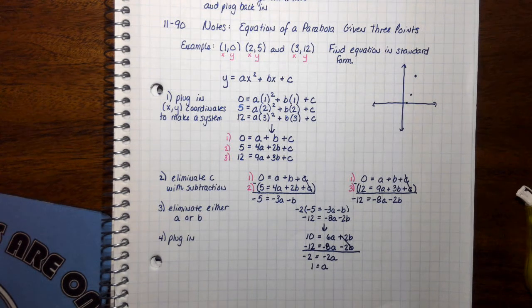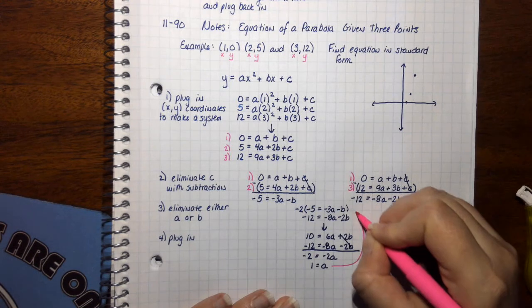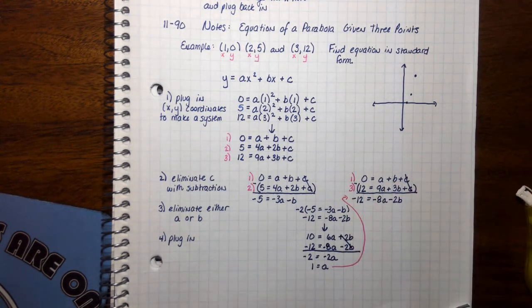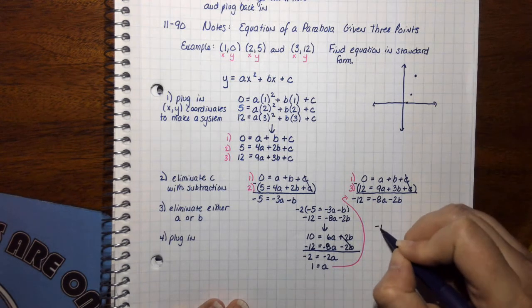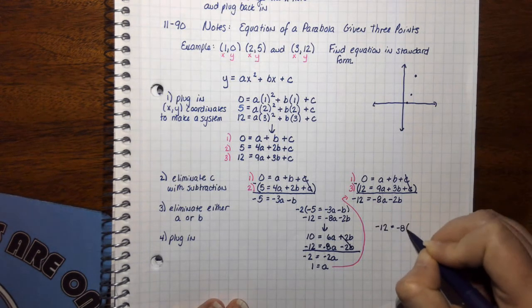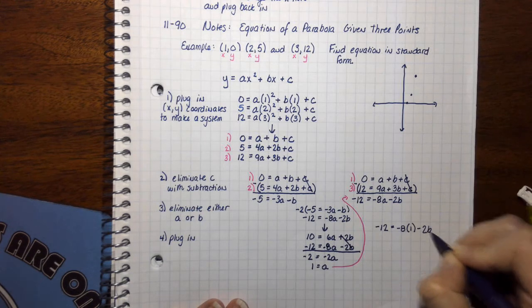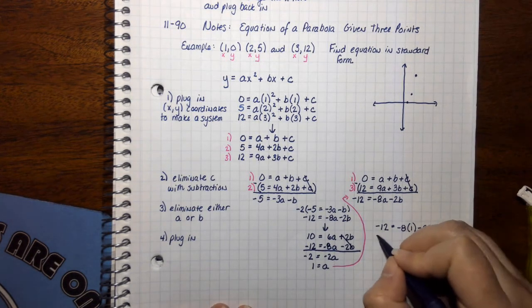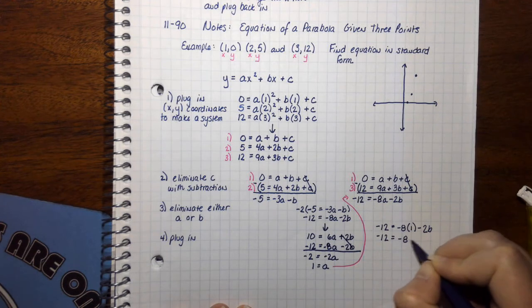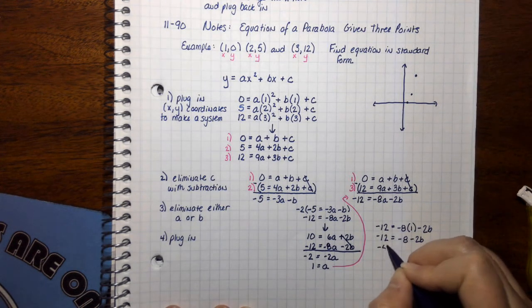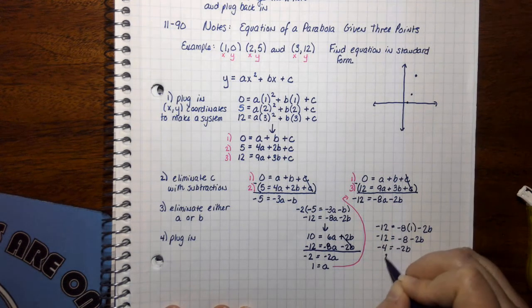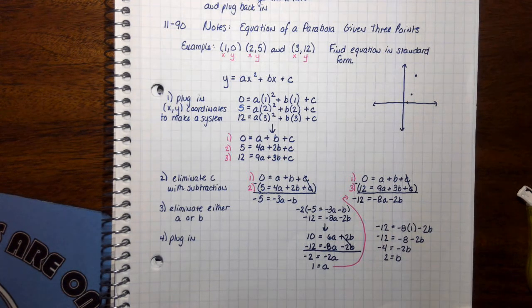So the plugging in is the same as the previous notes. I'm going to plug into one of these two, and it doesn't matter which one. I'm just going to use this one because there's room right here. Negative 12 equals negative 8 times 1 minus 2B. Negative 12 equals negative 8 minus 2B. Add 8 to both sides. Negative 4 equals negative 2B. 2 equals B.